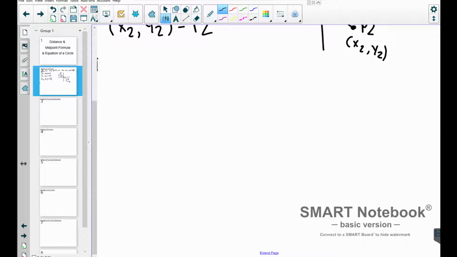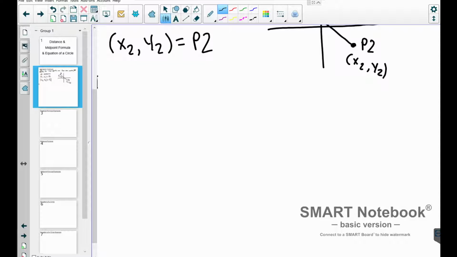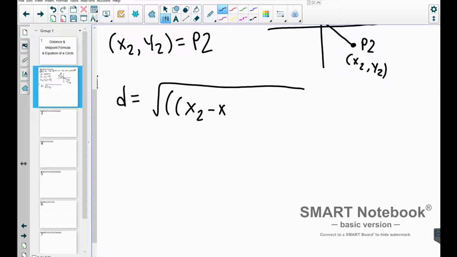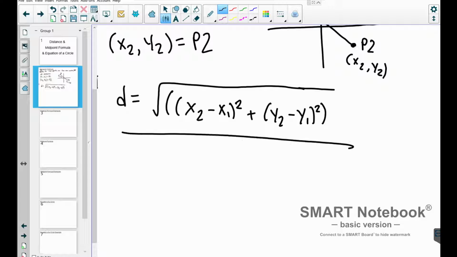So what is the distance formula? The distance formula is D, our distance, is equal to the square root of x2 minus x1 squared plus y2 minus y1 squared. Make sure that's all under your square root sign. So that looks pretty big and intimidating, but let's do some examples of this, and I can promise you it's not as scary as it seems.